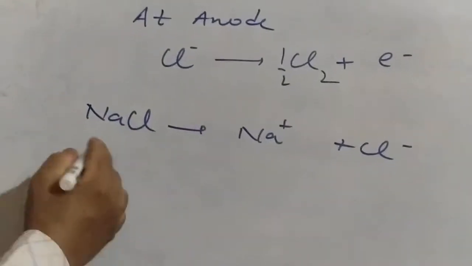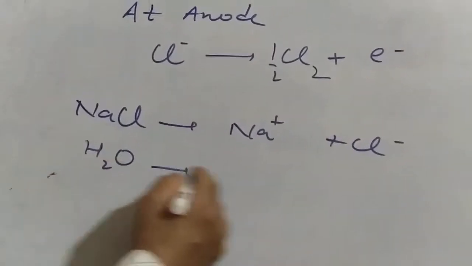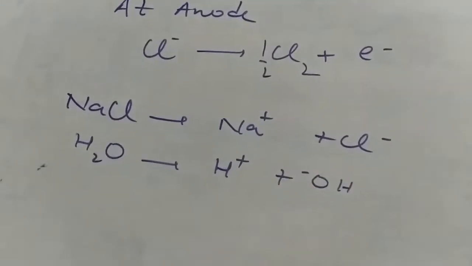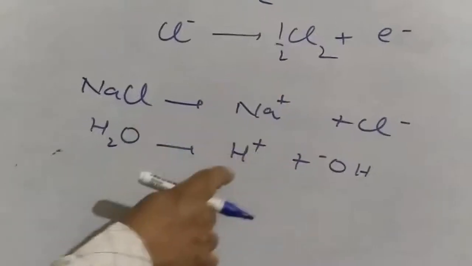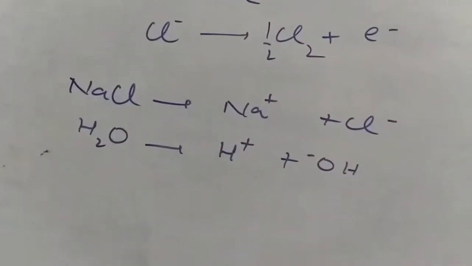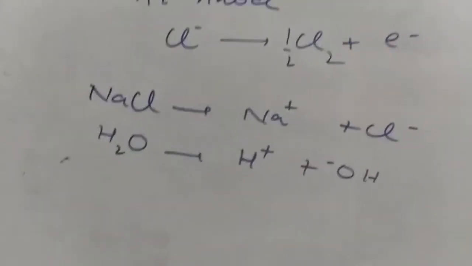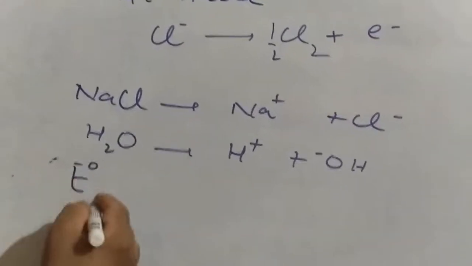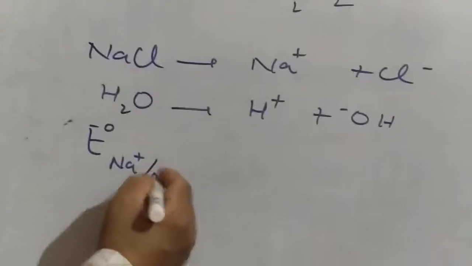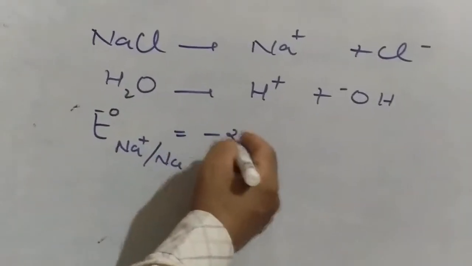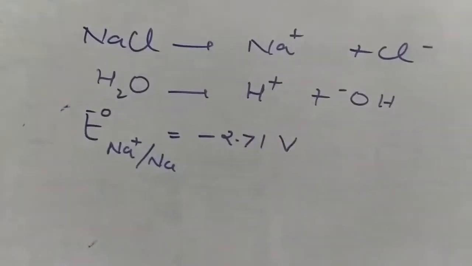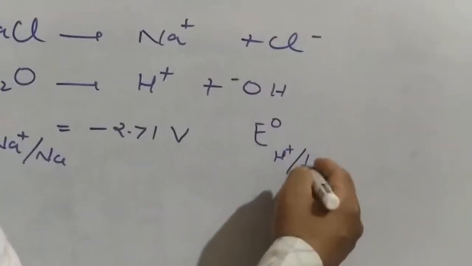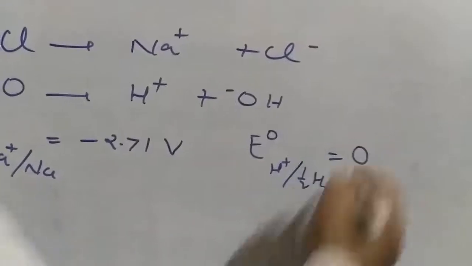Now water also dissociates and gives me H plus and OH minus. Na plus has a positive charge, H plus also has a positive charge, so I think they both are rushing towards the cathode. But the reduction potential of Na plus is near about minus 2.71 volt, while the standard reduction potential of hydrogen is 0.